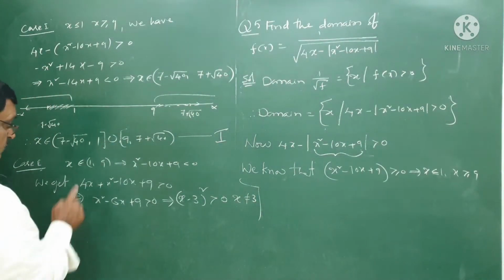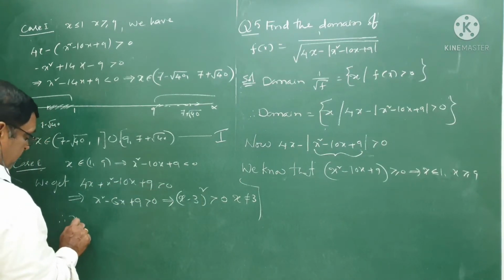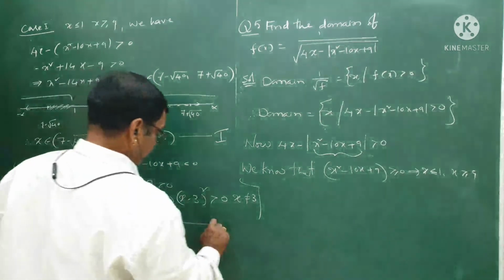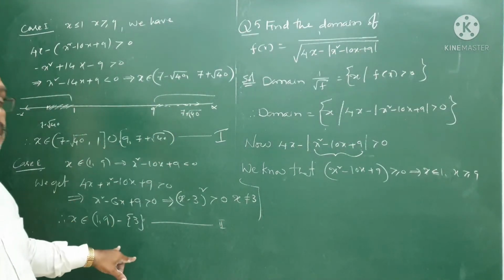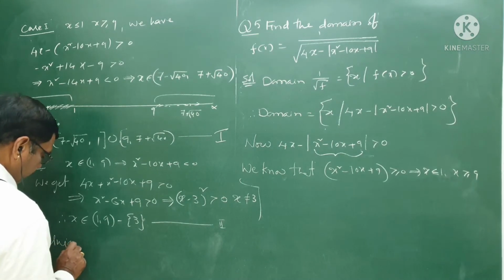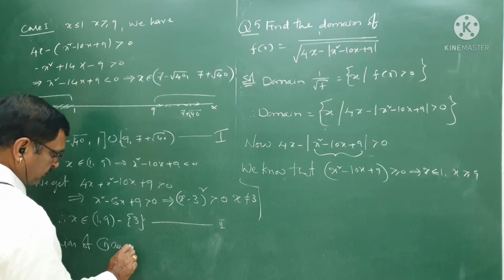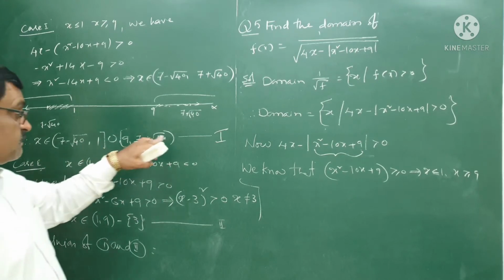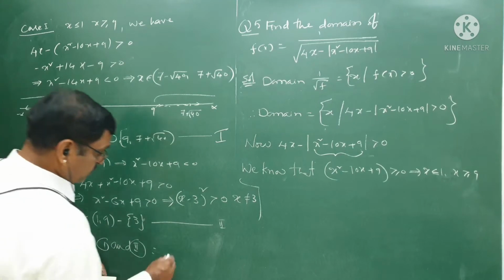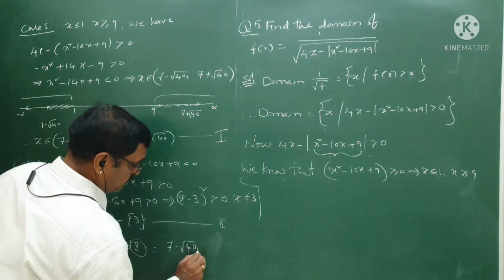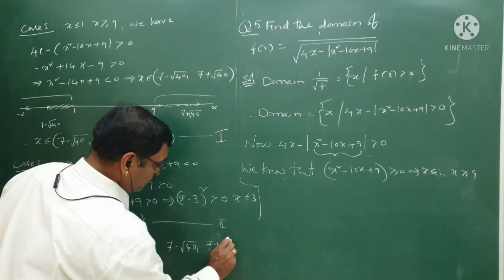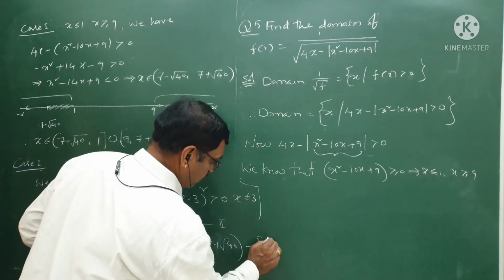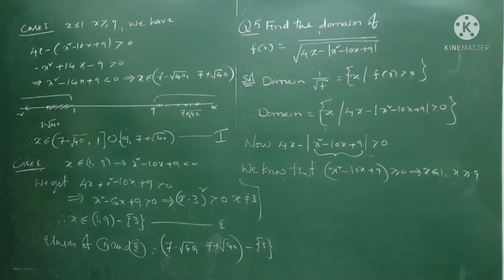Now common to these two: (1, 9) is common to these two. Therefore, I have x belongs to (1, 9) minus {3}. So this is number 2. Therefore, my answer is either this or this. Therefore, the union of 1 and 2 is obviously (7 minus root 40, 1], [9, 7 plus root 40), and (1, 9). If you take these, we get (7 minus root 40, 7 plus root 40). Of course, 3 is not included, so you have to remove the 3 part. So, this is the final answer.